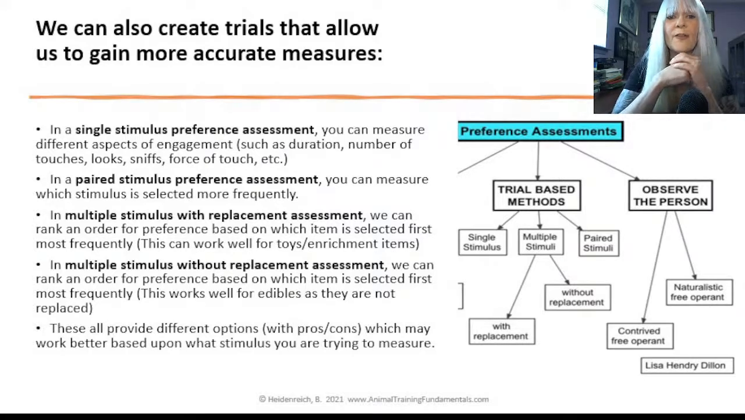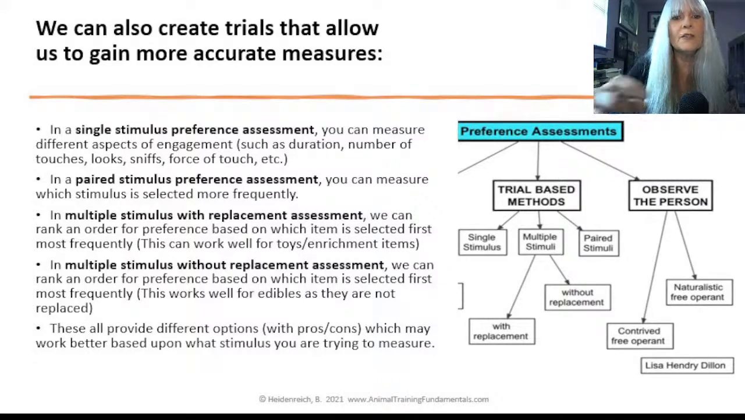In a multiple stimulus assessment with replacement, we have several items available and the animal chooses one. Then we take everything away and replace the item that it selected. So say there were four items, we still have four items when we present another trial. The animal is always picking one of four items as its preferred, and then we rank which one gets selected more frequently. I'll show you a video example.